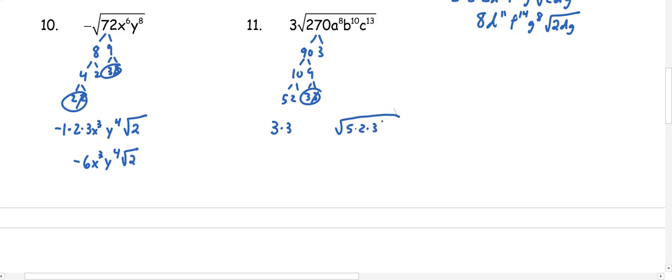A is an even exponent, so we're just going to cut 8 in half, and we get a to the 4th. B is also an even exponent, so when we divide by 2, we get b to the 5th. C is an odd exponent, so we're going to put 1c under the square root and subtract from 13 to get 12, and then divide that in half, so we get c to the 6th. So we have 9a to the 4th, b to the 5th, c to the 6th, root 30c.